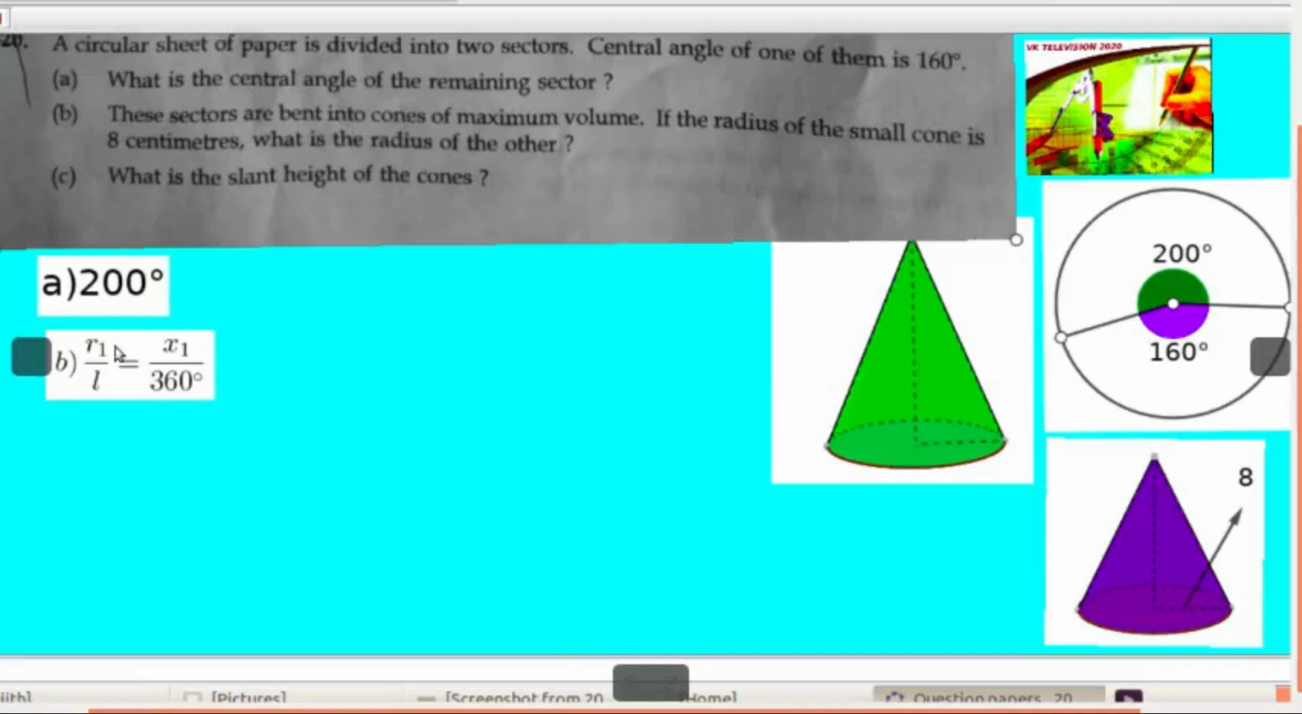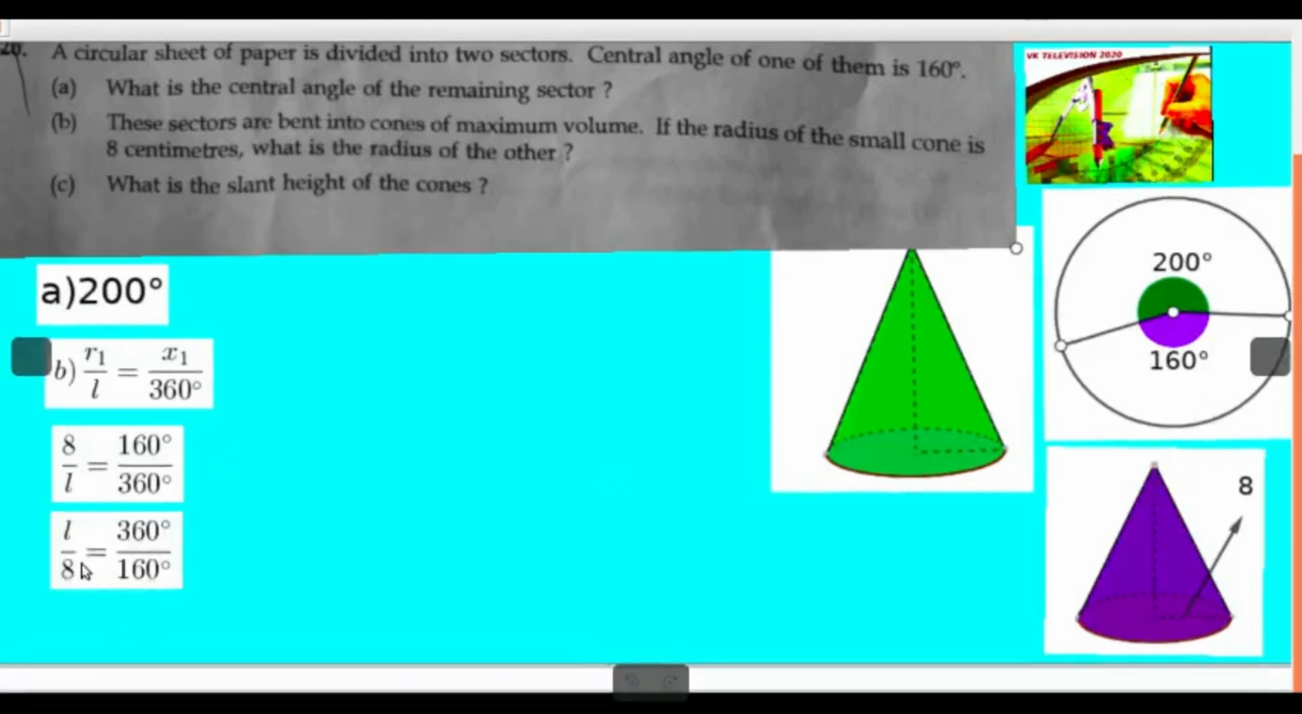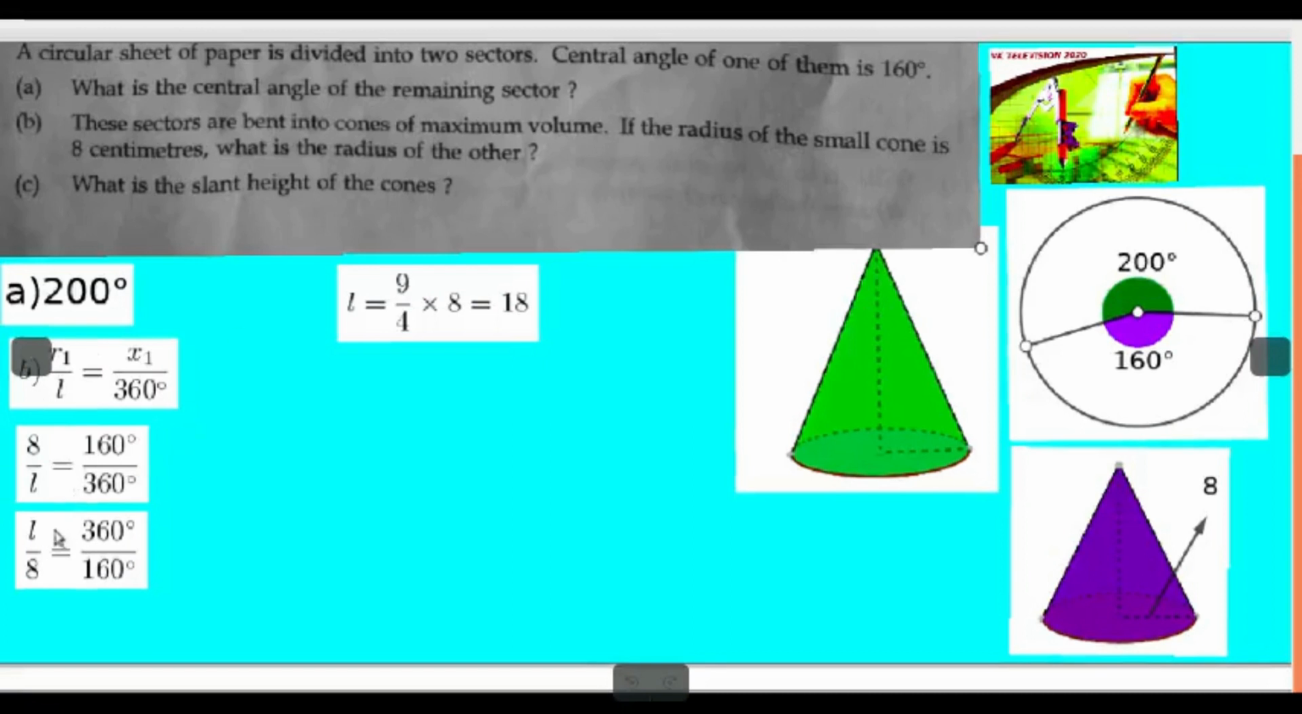We have a relation: R1 by L is equal to X1 by 360. Here R1 is 8 and the central angle is 160 degrees. That is 8 by L is equal to 160 by 360. Taking the reciprocal, L by 8 is equal to 360 by 160, that is 9 by 4. After simplifying, L is equal to 9 by 4 into 8, which is 18. That is, the slant height is equal to 18.